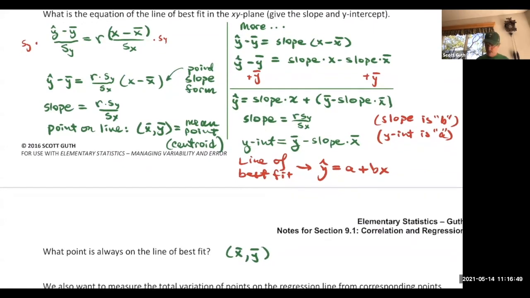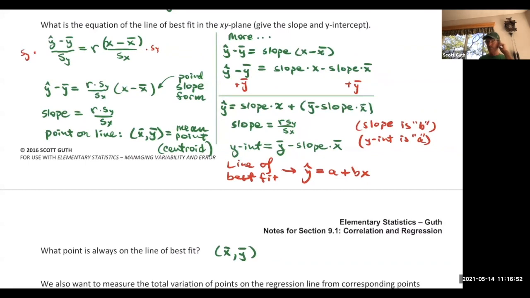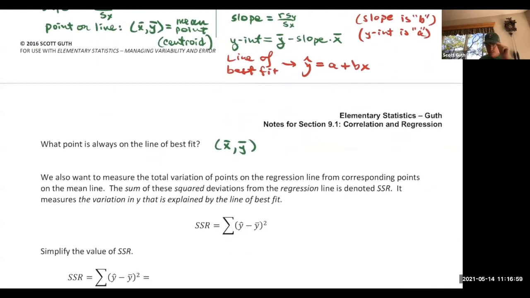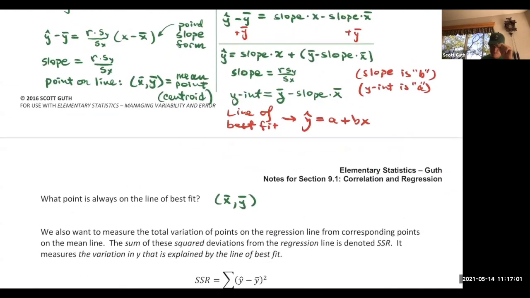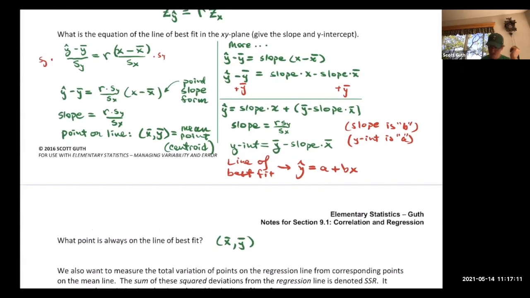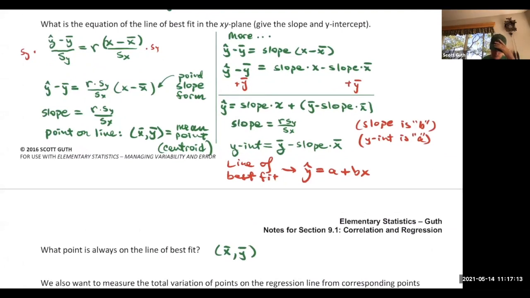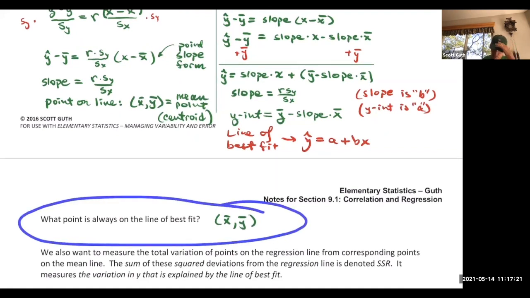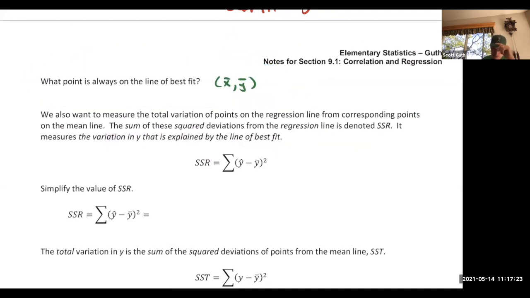All right, so that's everything there. Good Lord. So we've created it. We have to get some meaning out of it now. So there's a little more algebra to do. Not much. Okay, you guys ready? Any questions at this point? We'll do an example, obviously. Okay, so we've got what point on the line of best fit? Always the centroid x bar, y bar, the mean point.